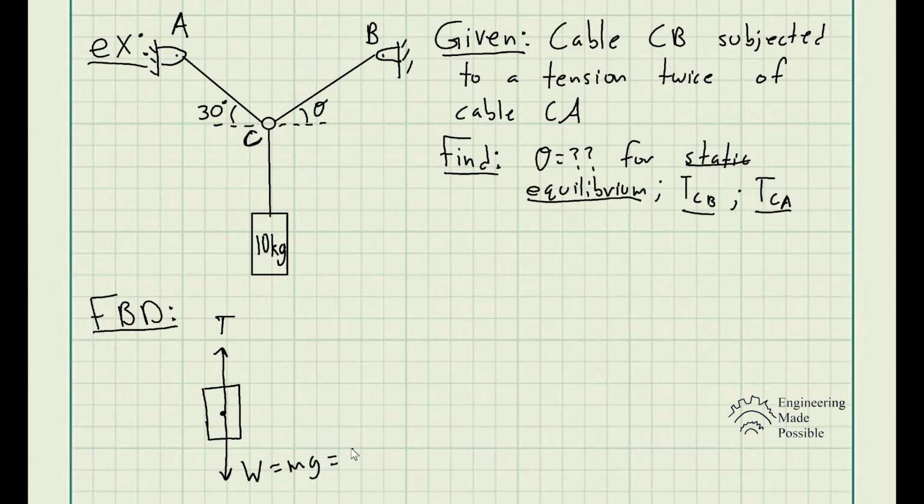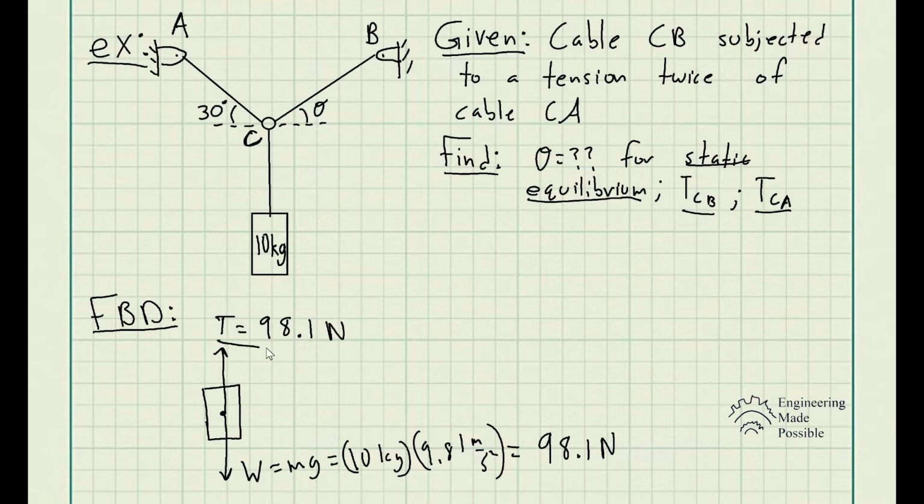So it's nothing more than plugging in numbers here. We have 10 kilograms times 9.81 meters per second squared, which gives us a weight of 98.1 newtons. So we know that this tension has the same force, equal and opposite, to have static equilibrium. So we know the tension here.